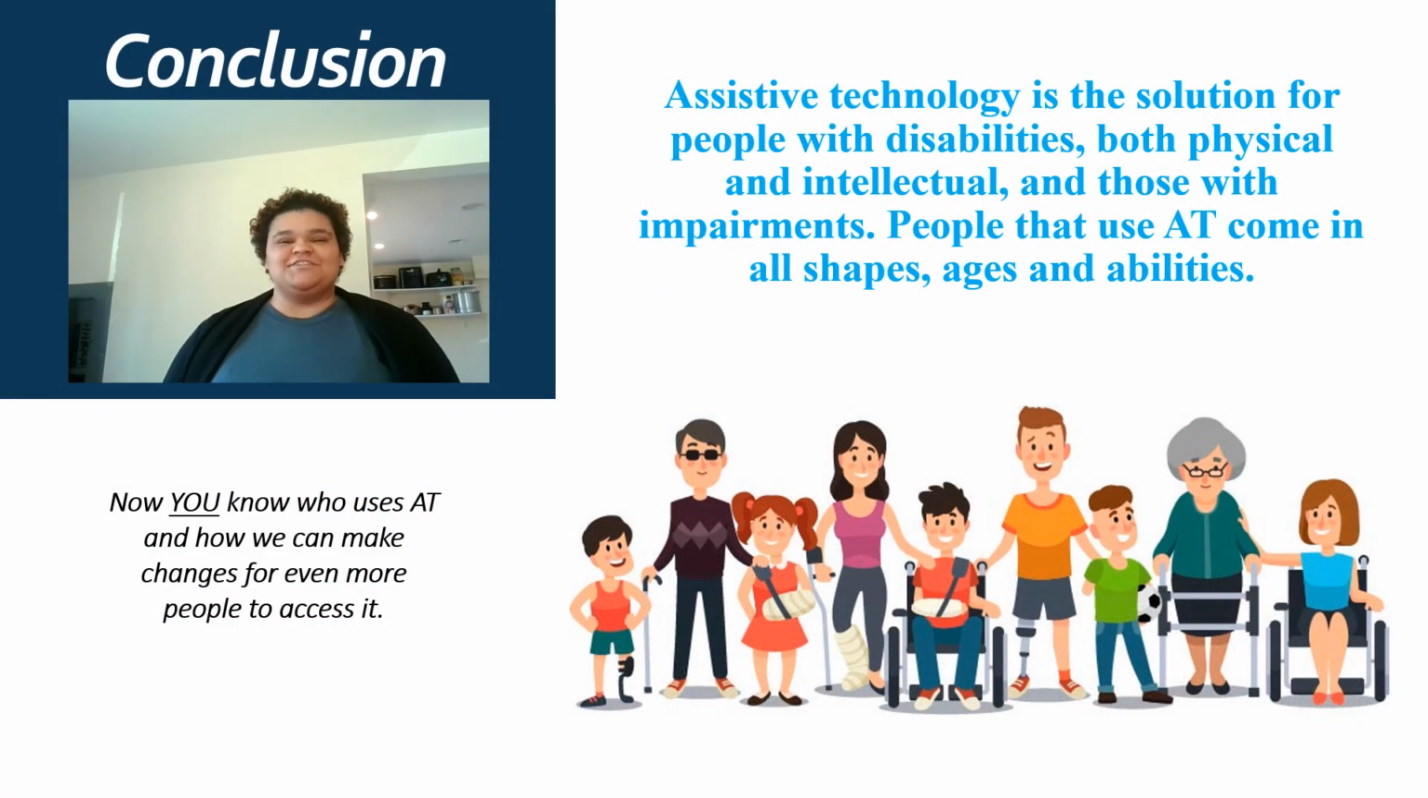Assistive technology is a solution for people with disabilities, both physical and intellectual, and those with impairments. People who use AT come in all shapes, ages, and abilities. Now that you know who uses AT and how we can make changes for even more people to access it, we can really work together to provide these things to those who need it. I suggest that everybody do just a little bit of research and really find out who uses it and how we can provide more of it.